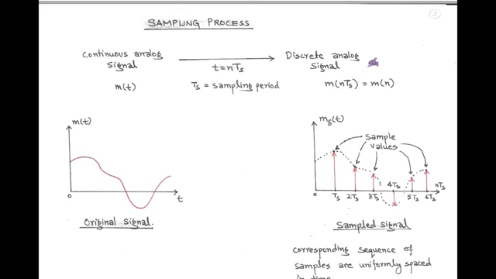Generally, we take a unit sampling period, that is Ts = 1. So, the discrete signal is represented as m(n). So, t is called continuous time and n is called discrete time.